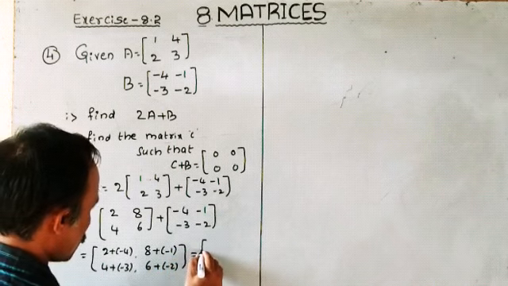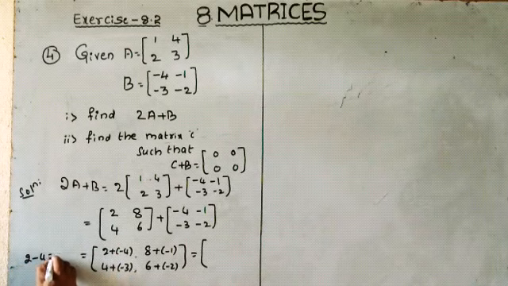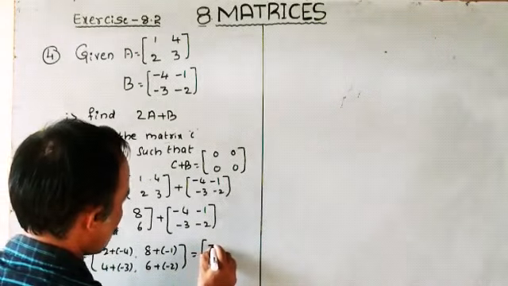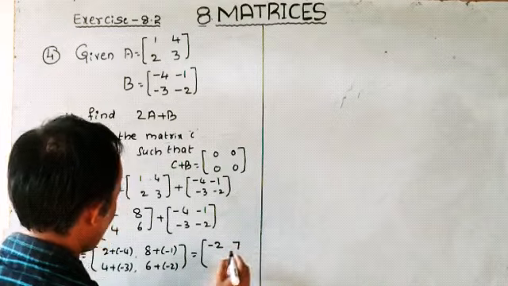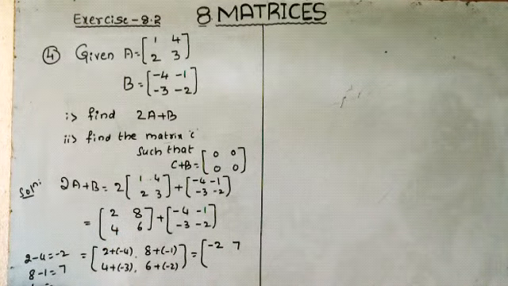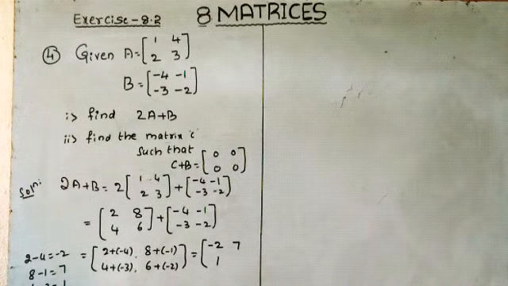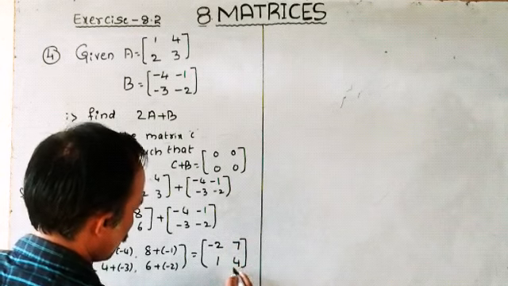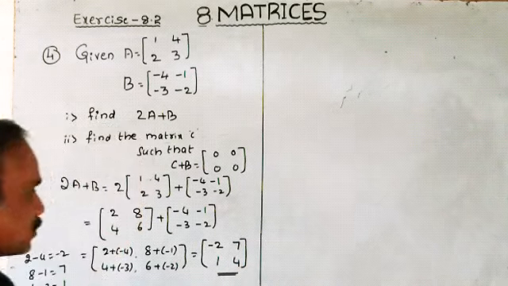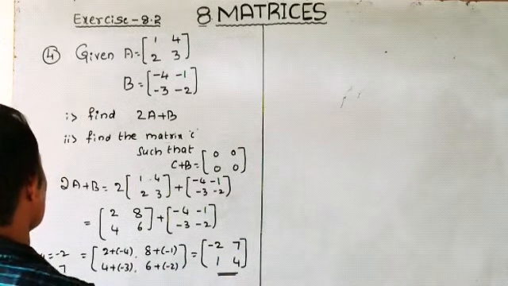So this is equal to 2 plus of minus 4. 2 minus 4, that is equal to minus 2. Next, 8 plus of minus 1. 8 minus 1 is equal to 7. 4 plus of minus 3. 4 minus 3, 1. 6 plus of minus 2. 6 minus 2, 4. Yes, this is the value of 2A plus B: minus 2, 7, 1, 4. So this is the first answer.